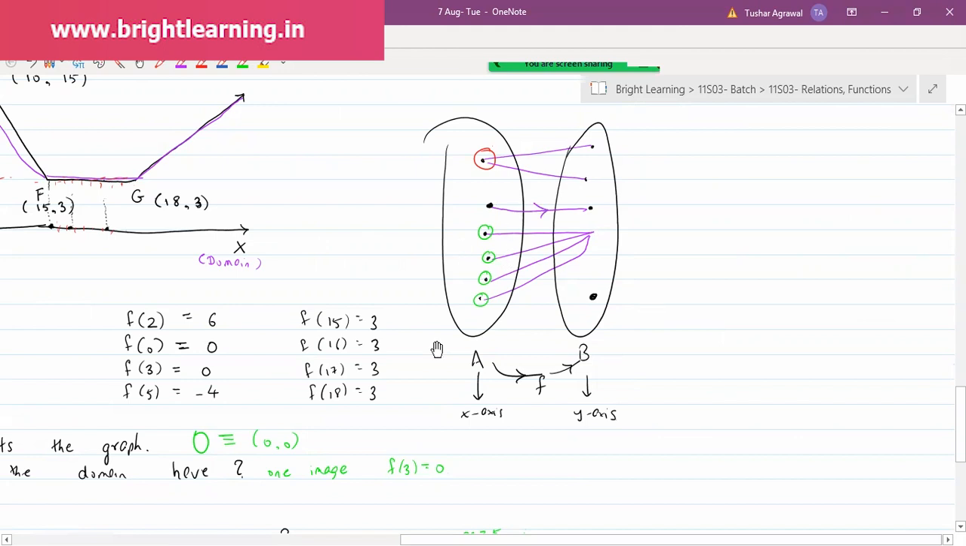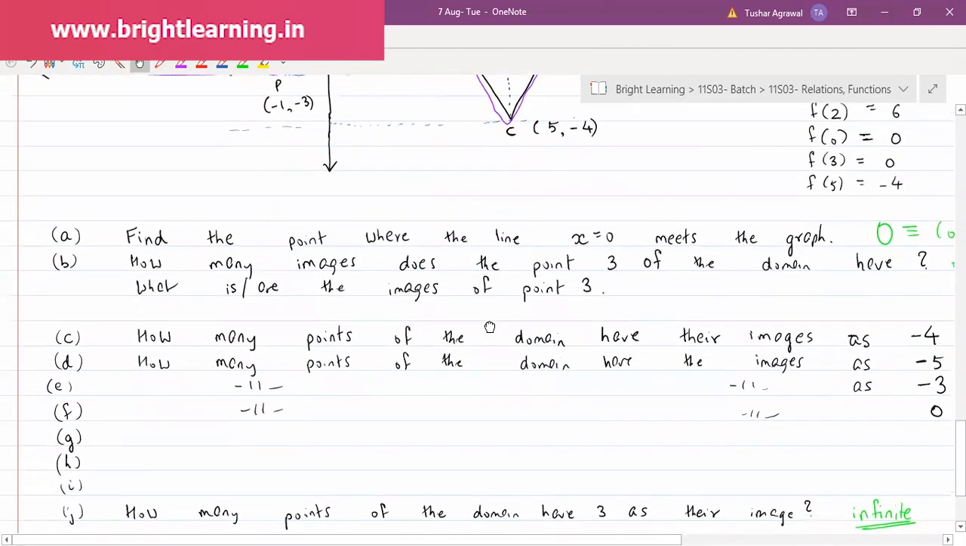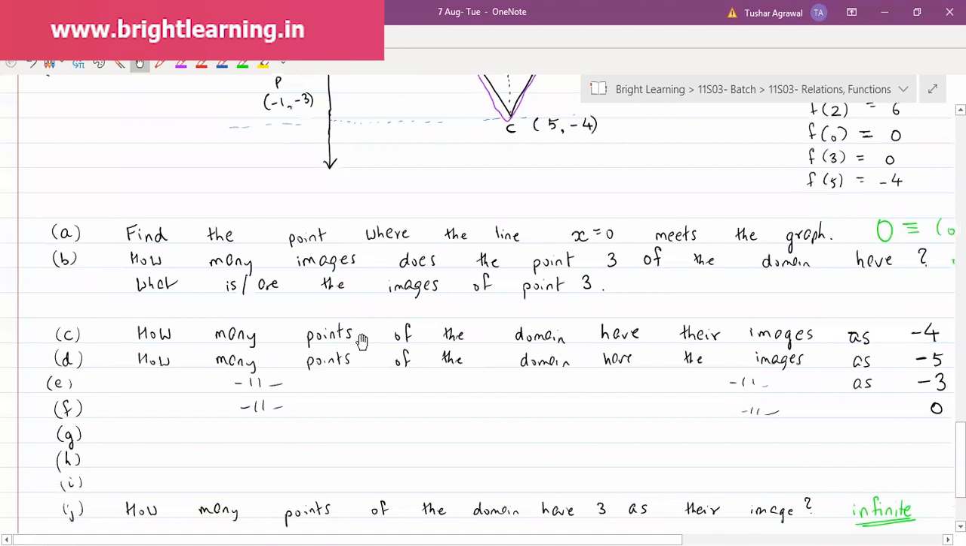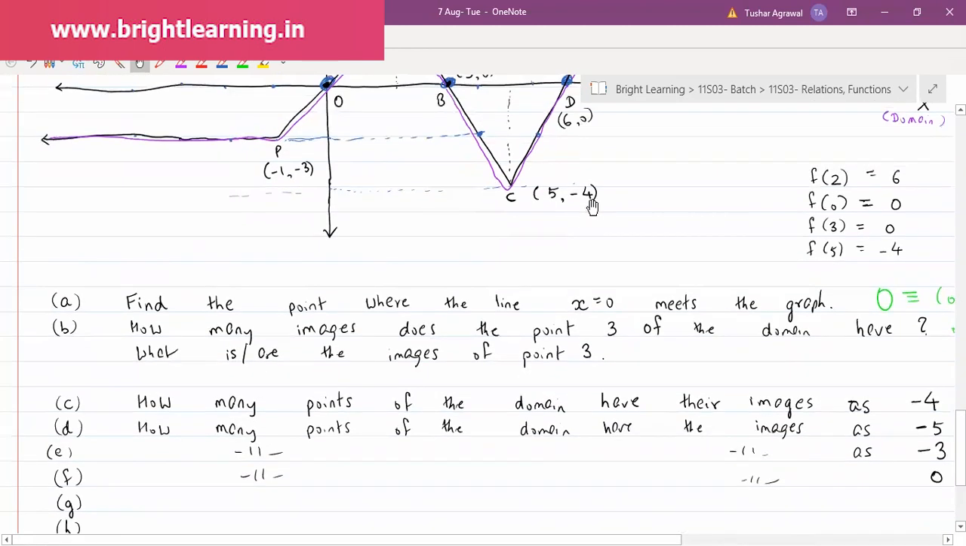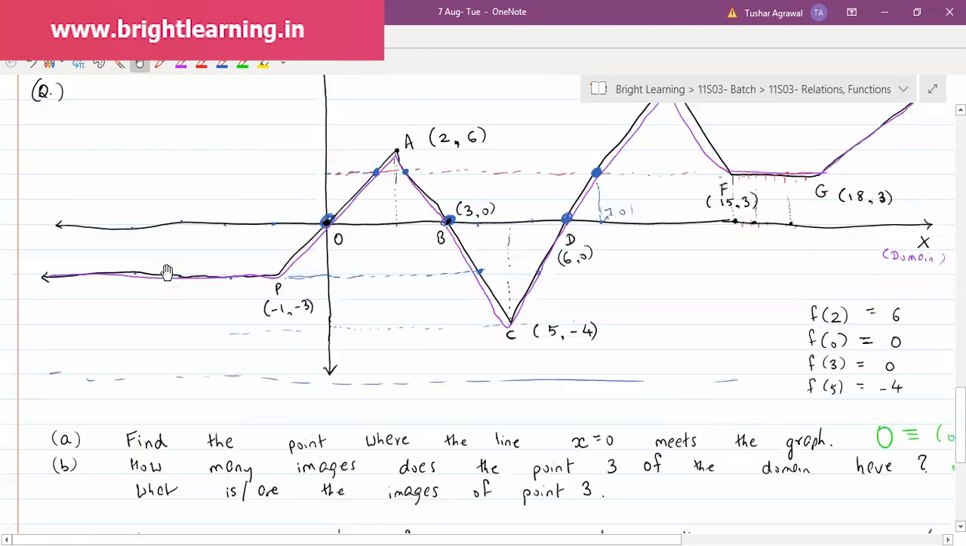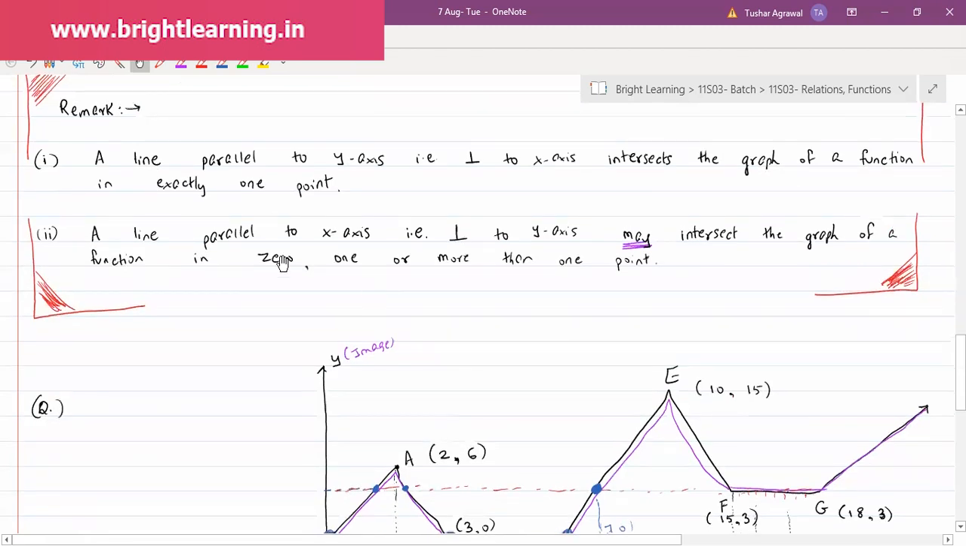So a horizontal line, in question parts C, D, E: how many points of the domain have their images as -4? The horizontal line meets the graph in exactly 1 point. How many have images as -5? The horizontal line does not intersect the graph anywhere. Image as -3: the horizontal line meets at infinitely many points. So a line parallel to the x-axis, that is a horizontal line, may intersect the graph in 0 points, 1 point, more than 1 point, infinite points, anything.